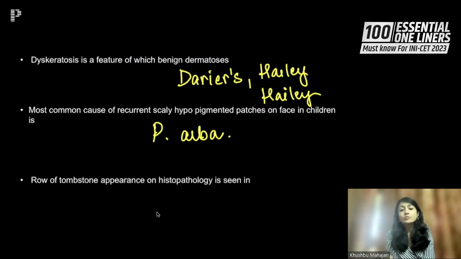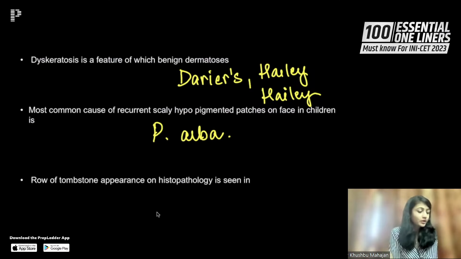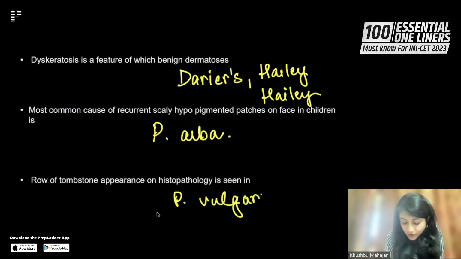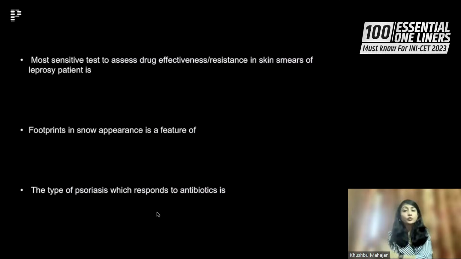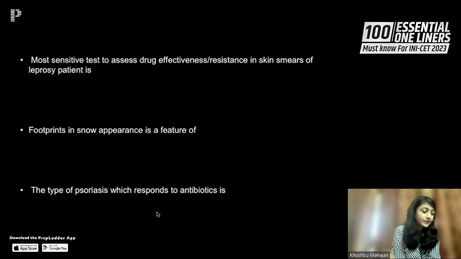Next question. Row of tombstone appearance on histopathology is seen in. Where do you see row of tombstone appearance? Absolutely right. It is pemphigus vulgaris. You see separation of basal cells and they appear as row of tombstone. Next question. Most sensitive test to assess drug effectiveness or resistance in skin smears of leprosy patient is?